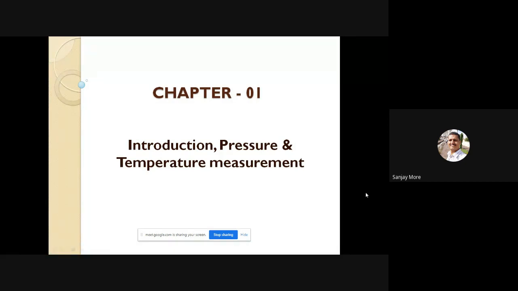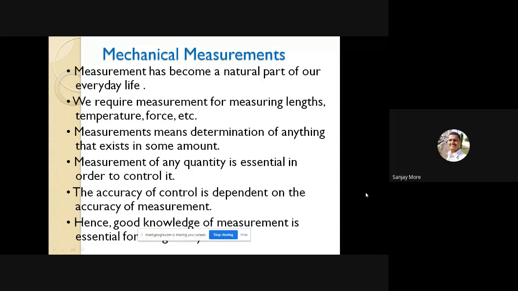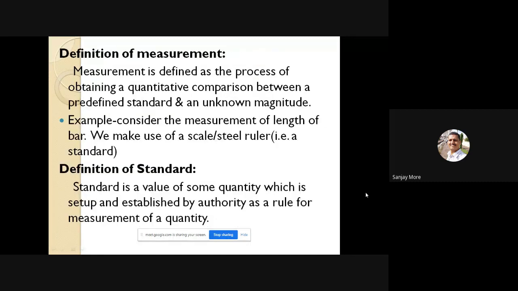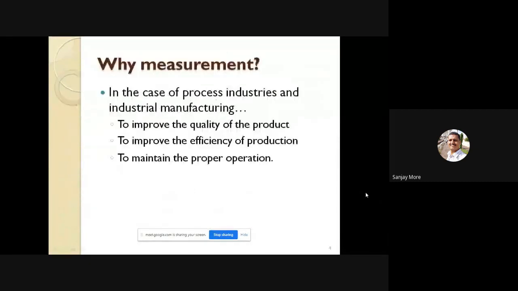Today our third lecture. Before starting today's lecture, within 1 minute, let us revise all the points covered. So our first point is mechanical measurement: why mechanical measurement is required and what its content is. Then the definition of measurement, then the definition of standard. Then why measurement? Measurement is required to improve the quality of product, to improve the efficiency of production, and to maintain proper operation.